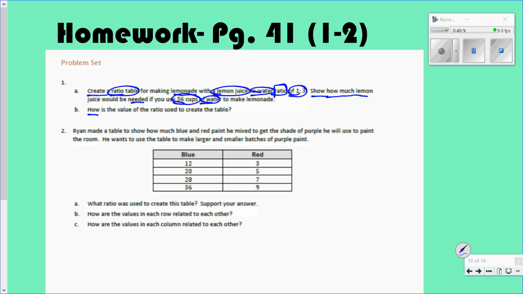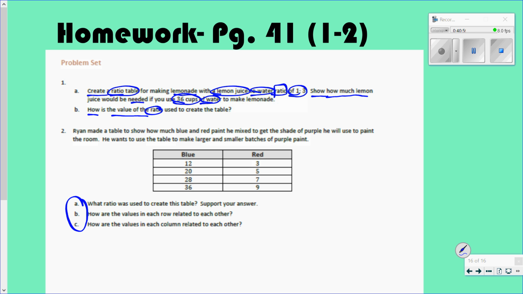How is the value of the ratio used to create the table? In other words, how did I build my table? Talk about it. Here, this is three parts, guys. You have three separate things to do. If you come back and you just have circled one of those letters and there's no word, how much credit are you getting? I hope we're starting to see the pattern, because I have an awful lot of zeros on my side. Guys, show your work.